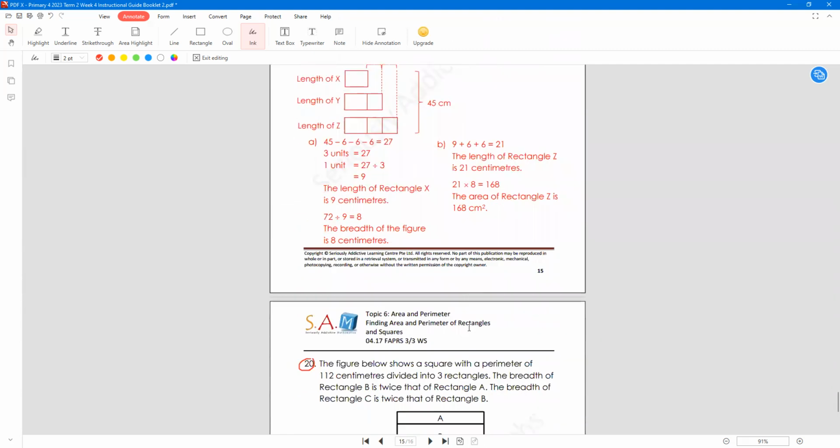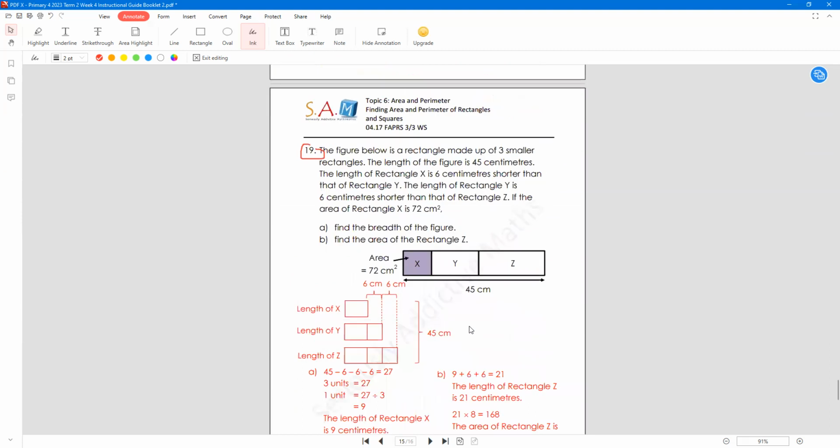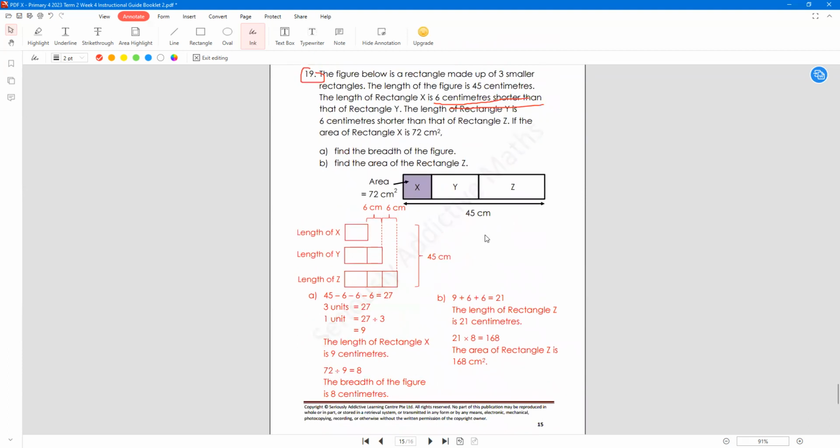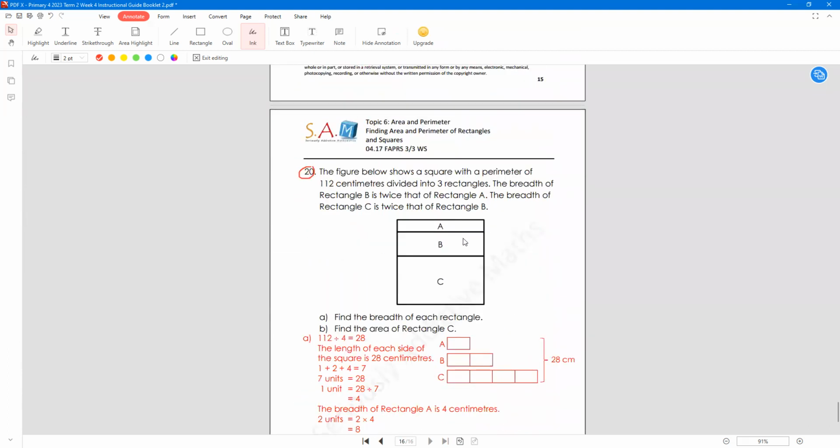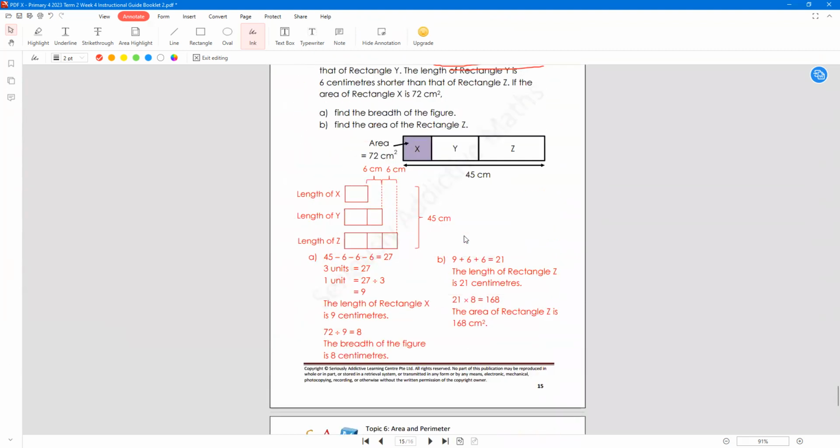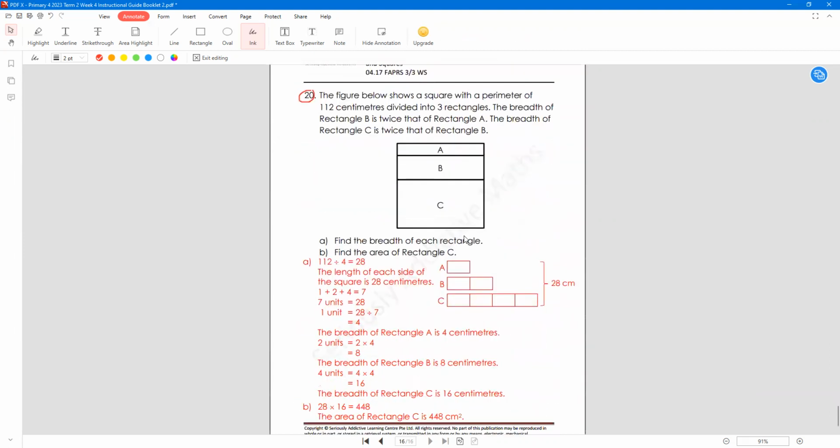Do one more question with them, question 19. Again, look at this kind of question. If you're not very sure how to do it, look at this, shorter than, so draw a comparison model of X, Y, and Z. I'm sure they know how to do this, drawing bar models. Instead of you demonstrating, you might just want to get them to draw the representations of X, Y, and Z using the bar model method.